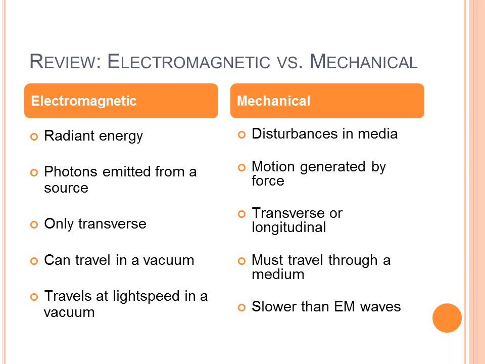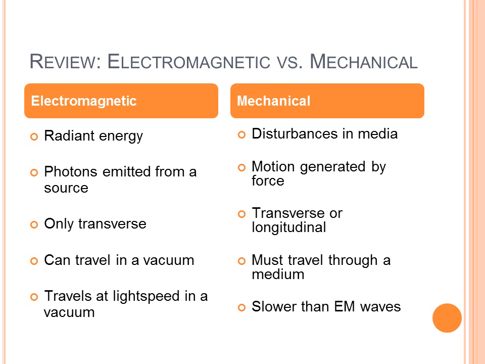These are the properties that you saw on the last video that are most important for differentiating between electromagnetic and mechanical waves. But specifically, remember, electromagnetic is light. It is packets of energy. They are emitted from a source like the sun or a fire or an atomic bomb, and they can travel in a vacuum or empty space.